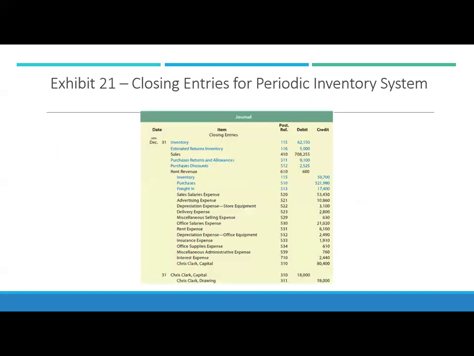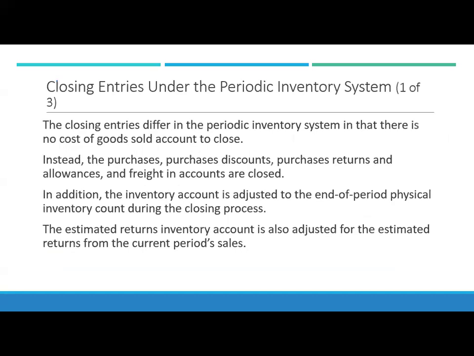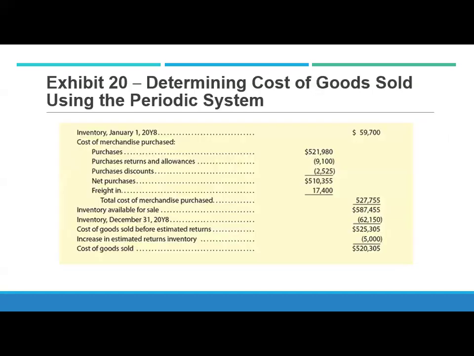Cash sales, we have the sale entry, but not the cost of goods sold entry. Then at the end of the period, this is what the income statement essentially looks like, a worksheet almost, where we have beginning inventory, purchases, freight in, total cost of merchandise purchases, total goods available for sale or inventory available for sale, less ending inventory, less estimated returns inventory is our cost of goods sold.